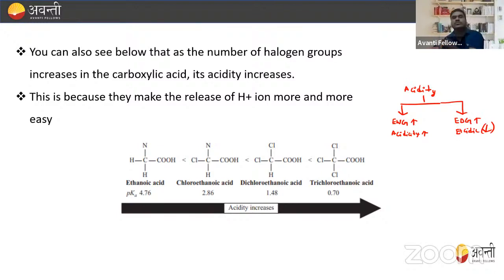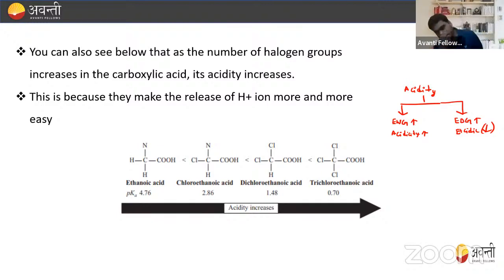So you can see that below, as the number of halogen atoms increases in the carboxylic acid, its acidity increases. Why? This is because they make the release of H plus ion more and more easy. Why? Because the group is already an electron withdrawing group, so due to this, they make the release of H plus ion more and more easy. Like we have ethanoic acid, chloroethanoic acid, dichloroethanoic acid, and trichloroethanoic acid.